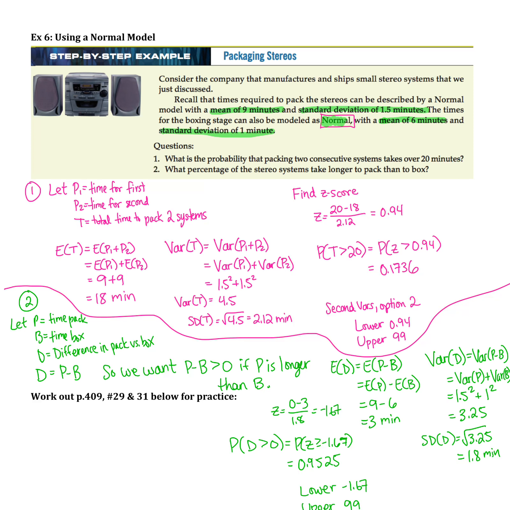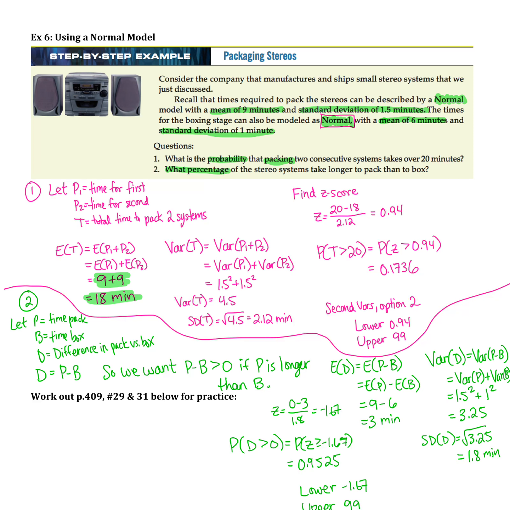And notice this word right here, that we believe the boxing stage and right up here the packing stage can be modeled by a normal distribution. So that's going to help us when they throw out this word probability here. And here, what percentage? That implies to us that if they say normal and then they say probability, that we're going to go to that curve, we're going to find a z-score, and so we're going to find an answer that way. So what is the probability that packing 2 consecutive systems takes over 20 minutes? So 2 consecutive systems, and we're only packing. So that means I'm going to, if you look down here, just add 9 plus 9. Okay?